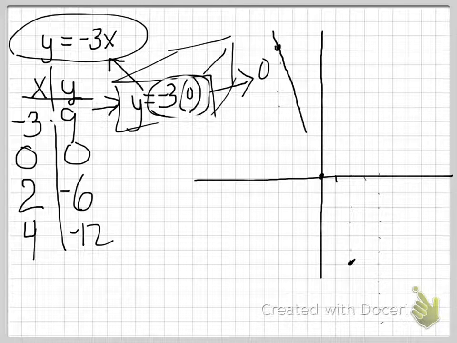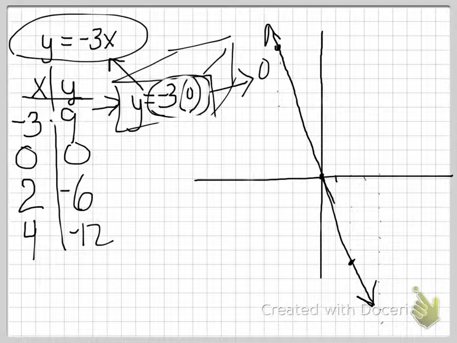Always use a ruler on all your quizzes and your final, always. Okay, and then lines go on forever in each direction, so you put an arrow. So if I asked you to graph y equals negative 3x, that's what the graph would look like.